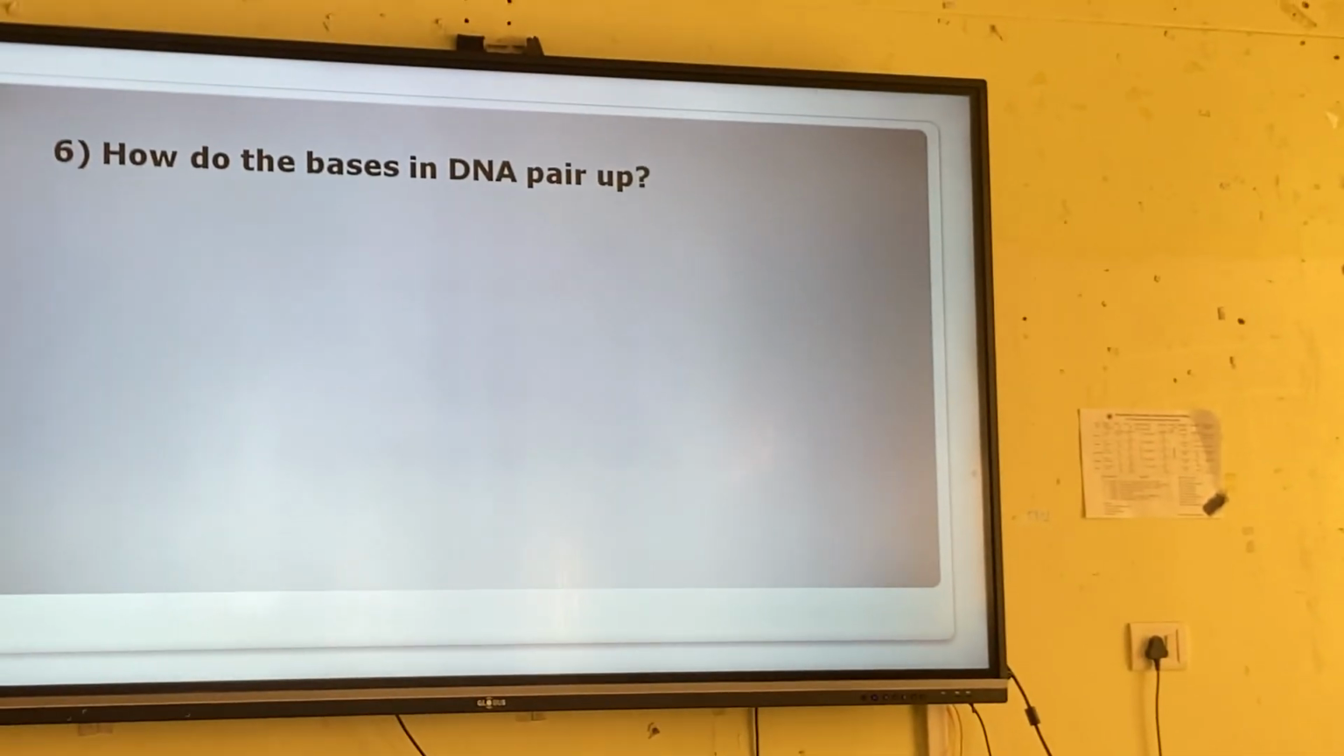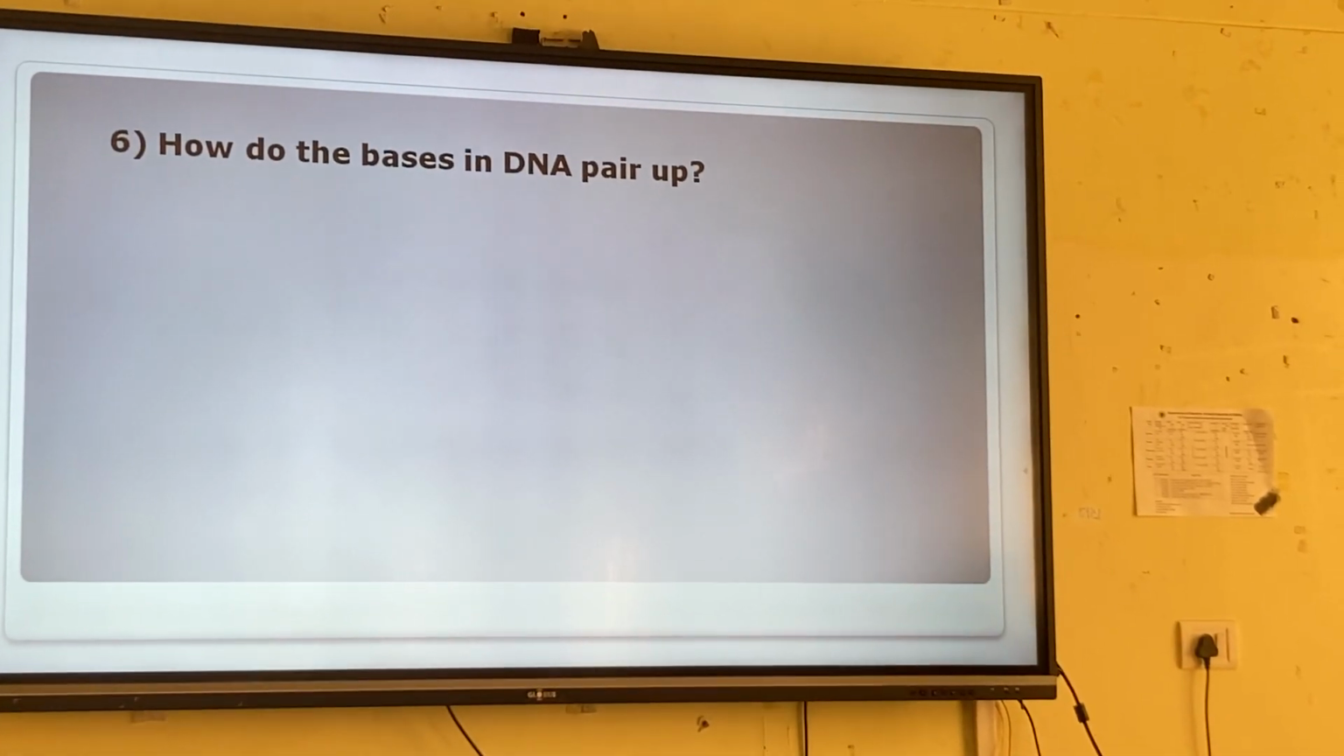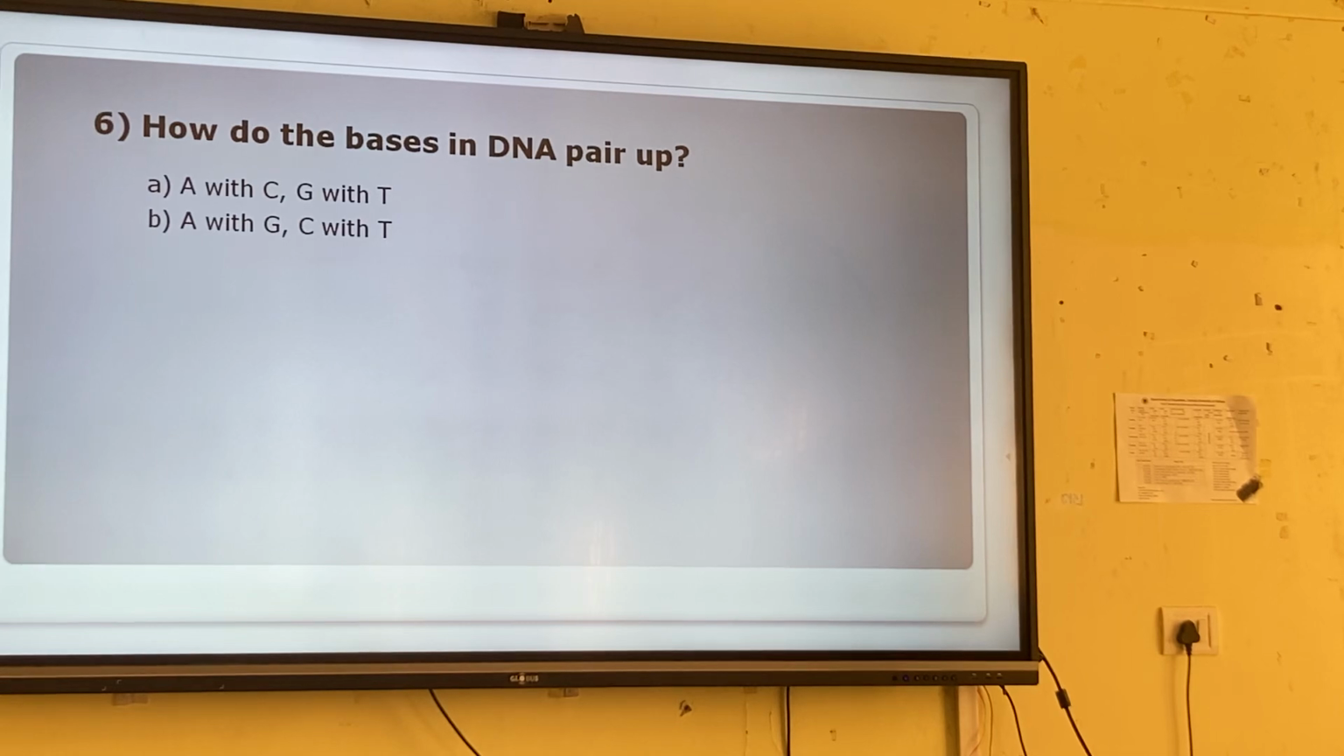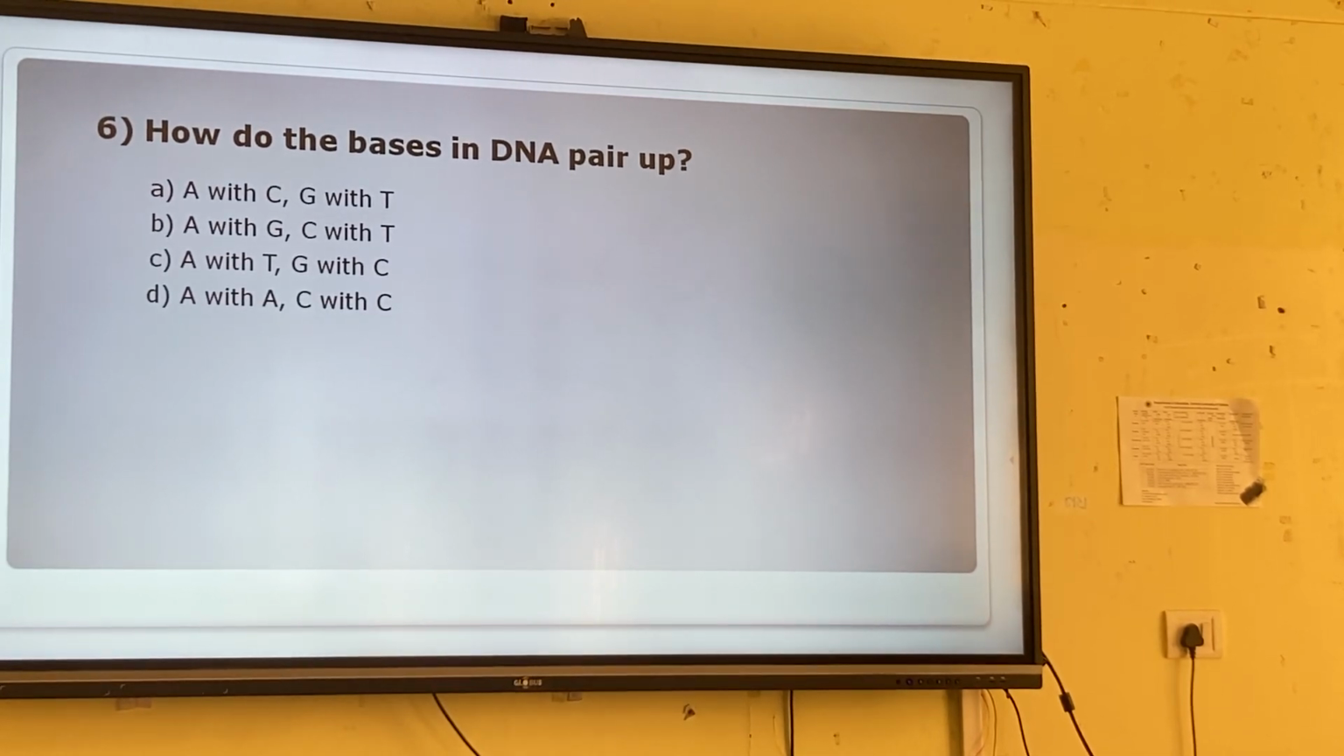Next question is, how do the bases in DNA pair off? A with C, G with T. Good.